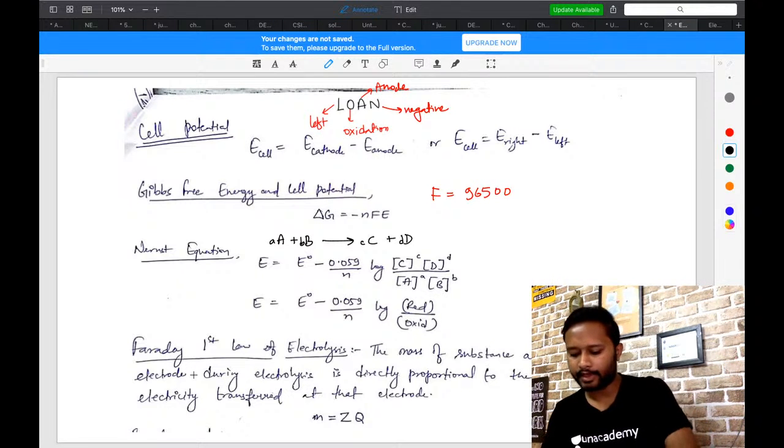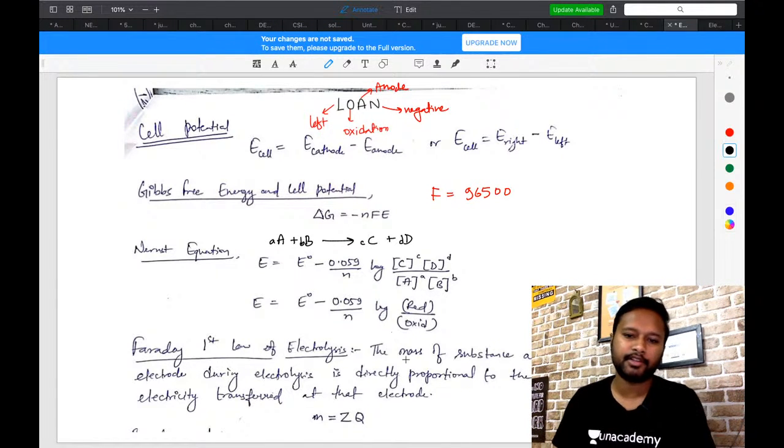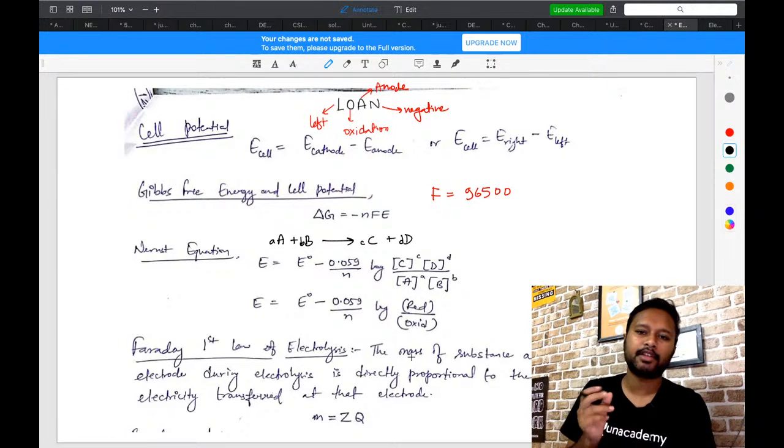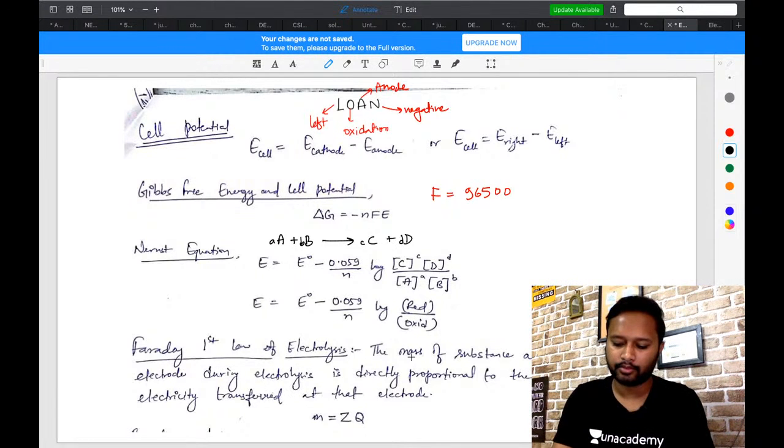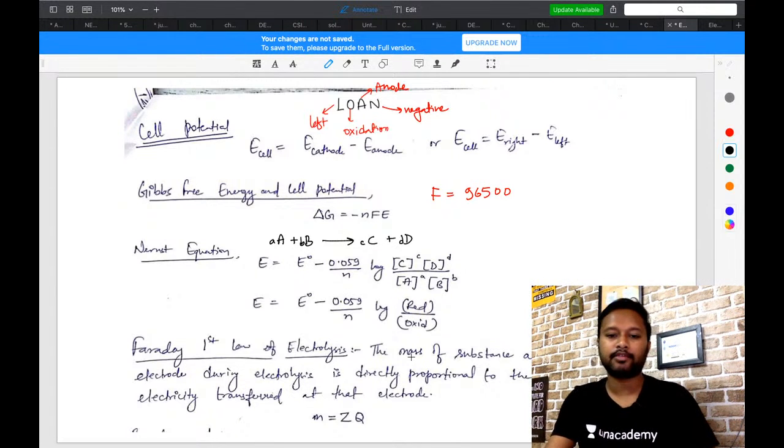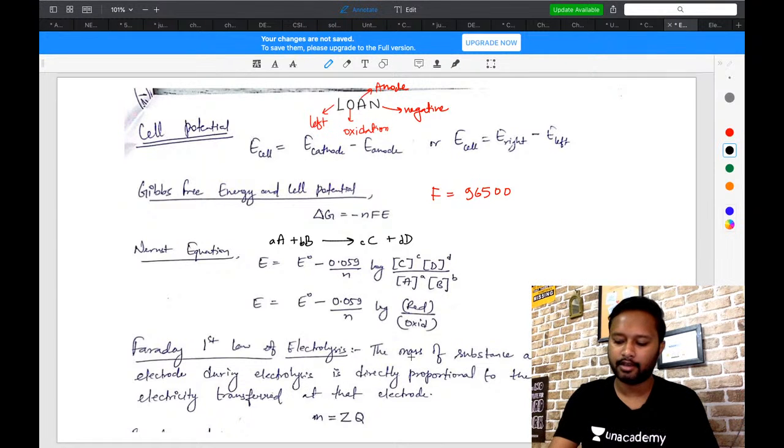Next is called Faraday's first law of electrolysis. It says that the mass of the substance which is going to be deposited on the particular electrode during the chemical reaction or during the electrolysis is going to be proportional to the charge which is being transferred to that electrode.